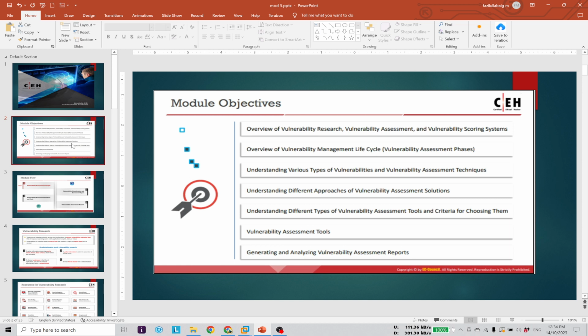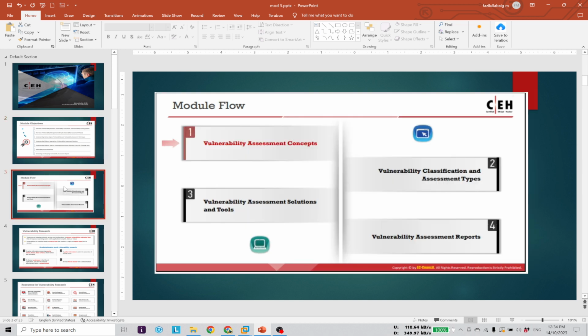So we are going to cover only a few of these module objectives because this is an internship course, so it will not include all the syllabus. Complete syllabus won't be there. We are going to cover only the major and main parts of CEH version 11 in this internship course. Okay, so let's move to the next slide, that is module flow.